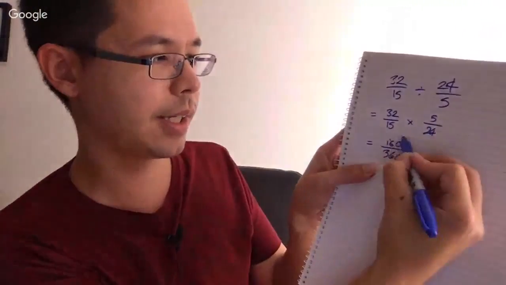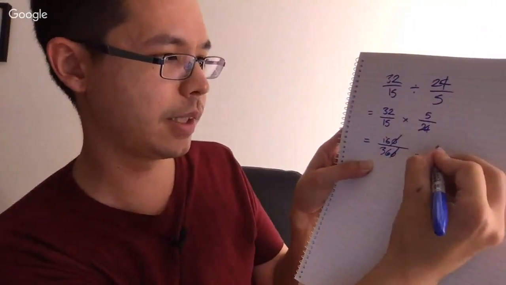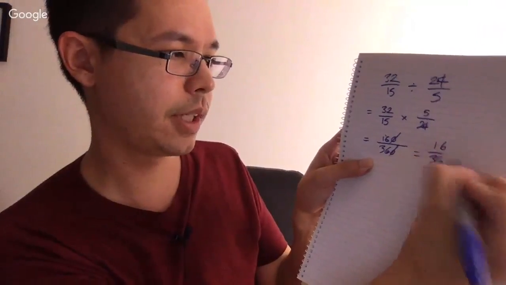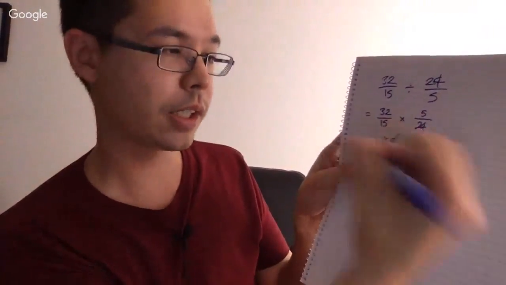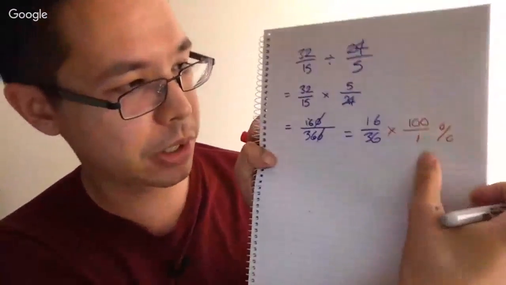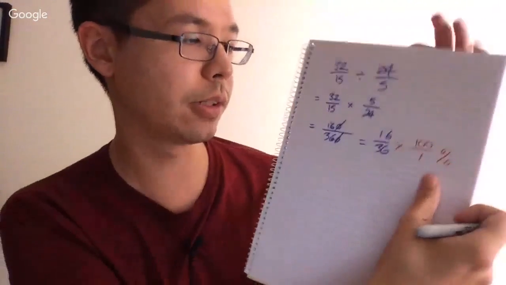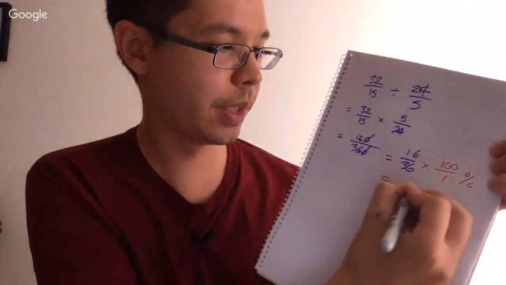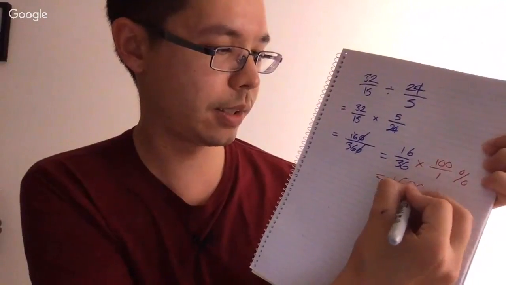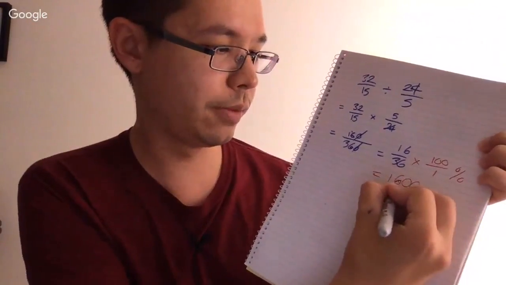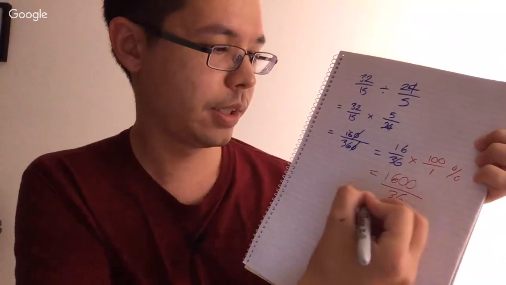Okay, so now I got to this stage. I can knock out 2 zeros. That gives me 16 over 36. And now I can turn that to a percentage by using the Mr. Bygraves technique, as I like to call it. That's when you multiply any fraction by 100 over 1, and that translates your answer into a percentage. So now if I follow that through, that gives me 1,600 all over 36.